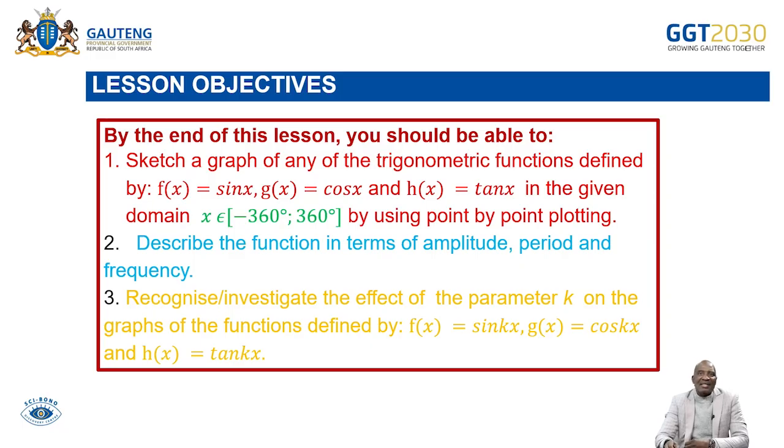By the end of this lesson, you should be able to sketch a graph of any of the trigonometric functions defined by, let's say, f of x equals sine of x, g of x equals cos of x, and h of x equals tan of x in the given domain. x is an element of negative 360 degrees to 360 degrees. That is a closed interval, by using point-by-point plotting. These are standard trig functions.